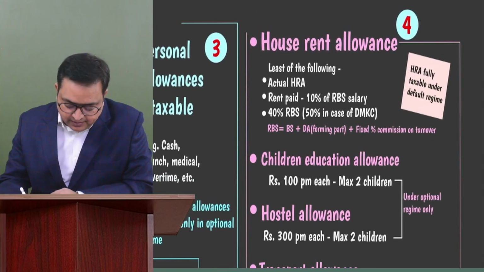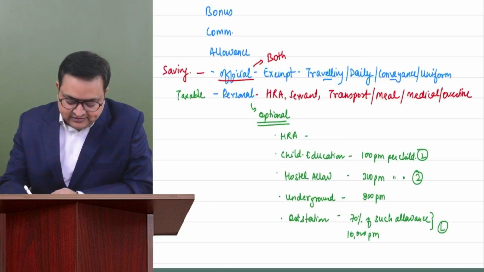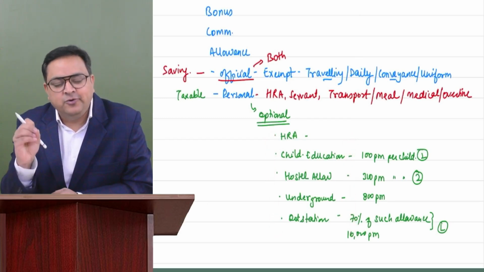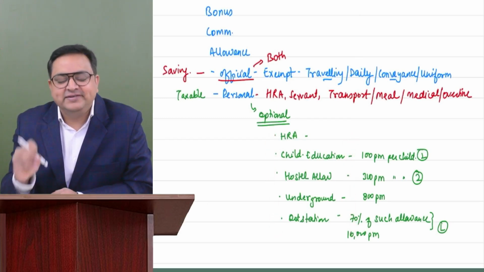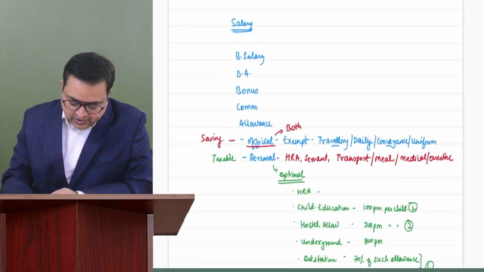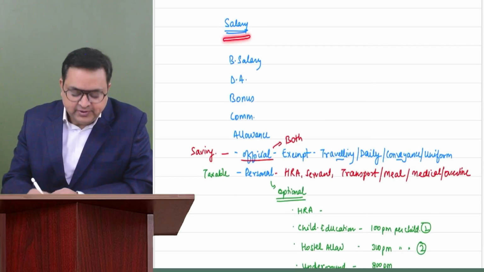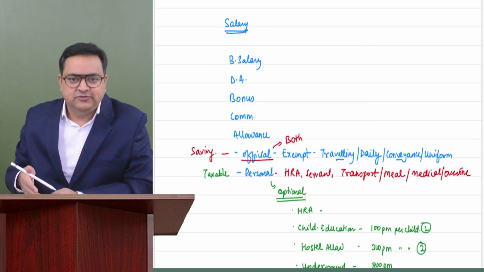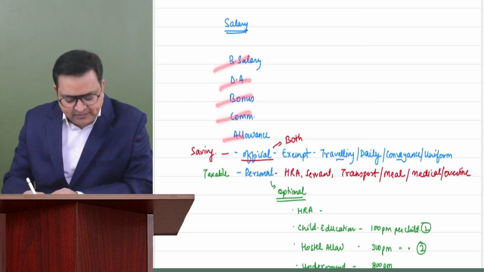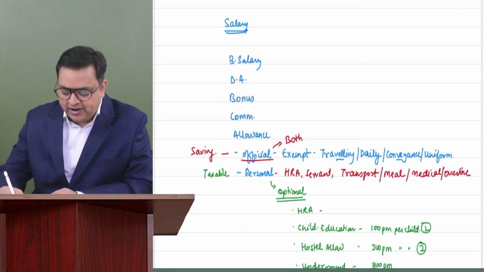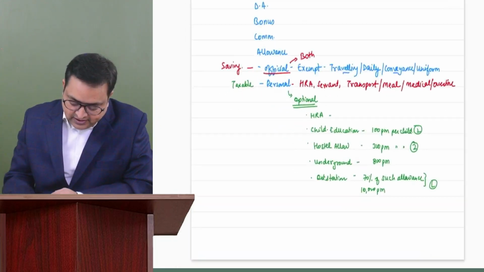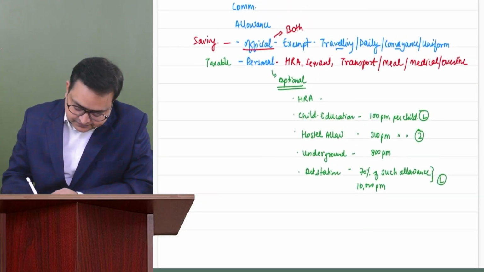Correct? But HRA, I'm saying that these allowances are personal, but they are exempt up to a certain limit only under optional regime. Under default regime, please make them fully taxable. Under default, they are fully taxable. Got it? So, whenever you get a salary question, please make the list of all the things which you are getting: basic salary, DA, allowance, bonus, commission, all allowances. Then thereafter you have to determine whether it is fully taxable or not taxable, right? Okay. Then we have perquisites.